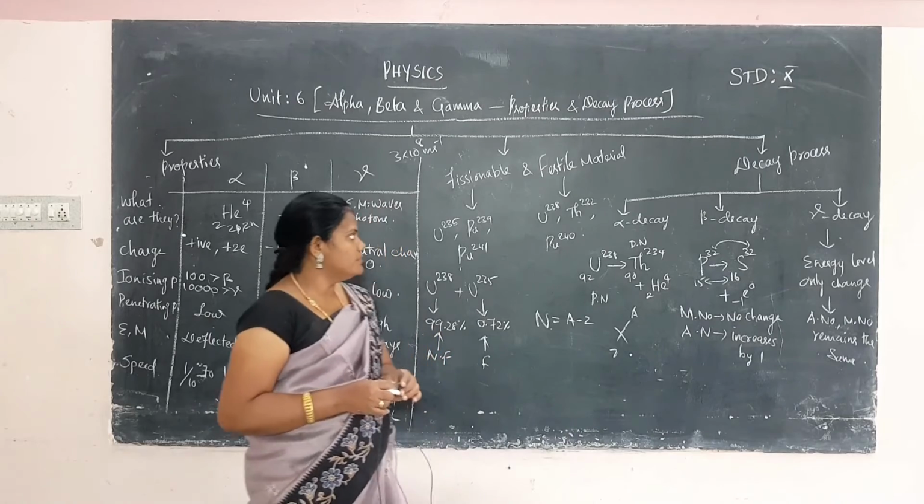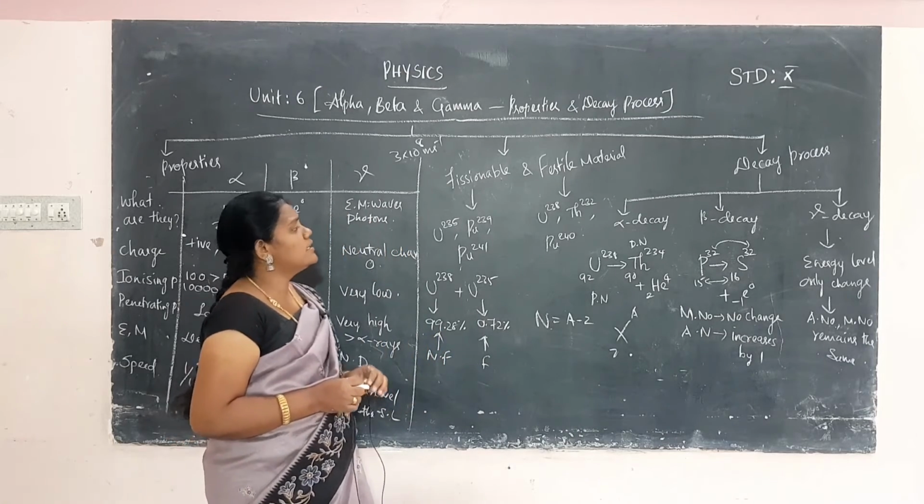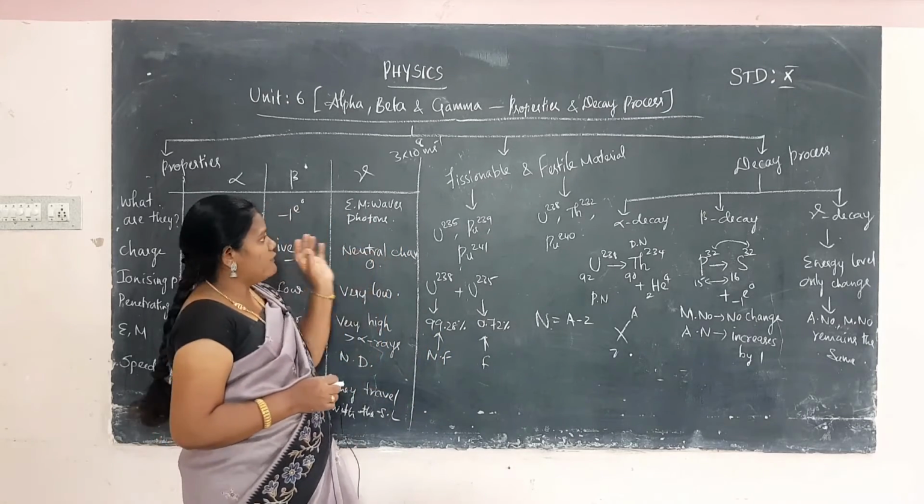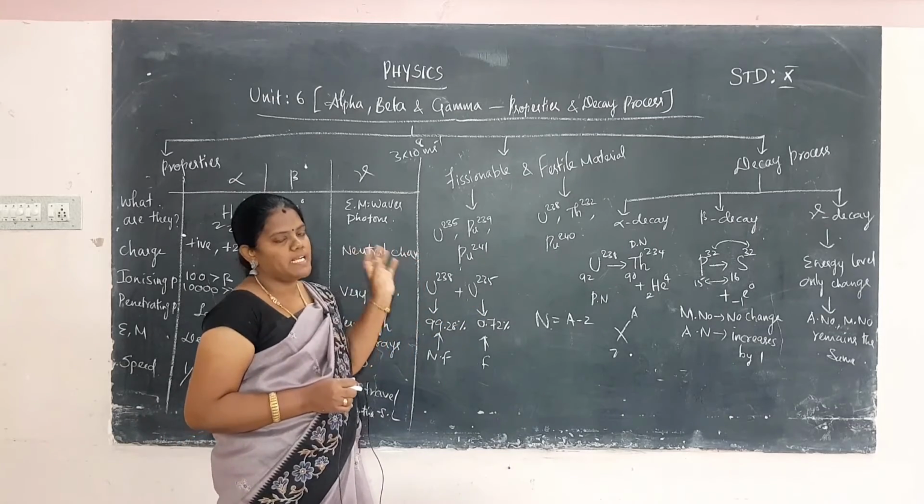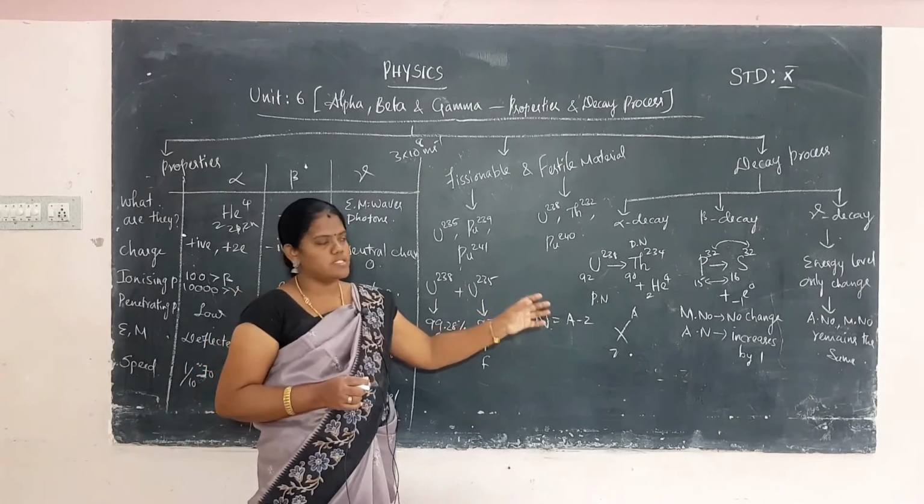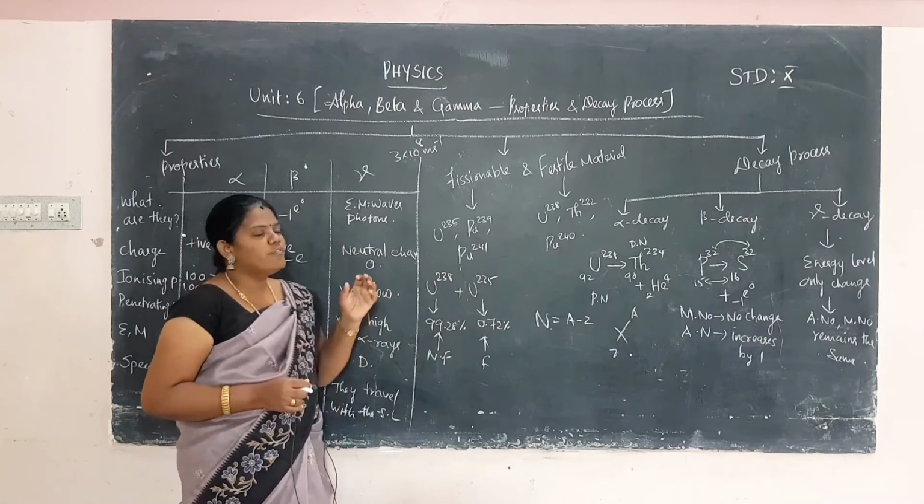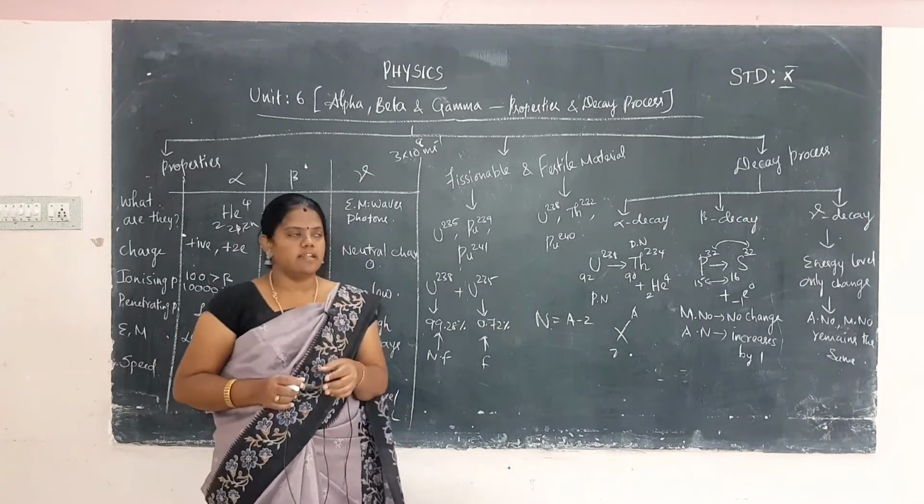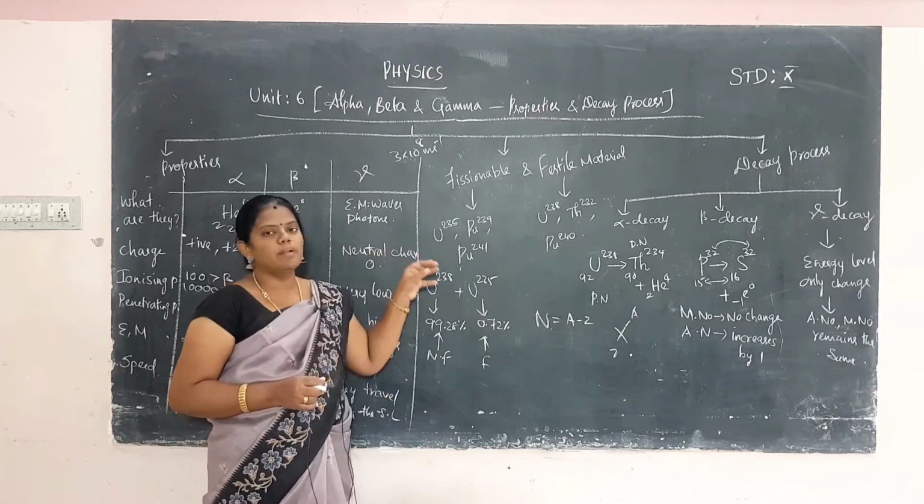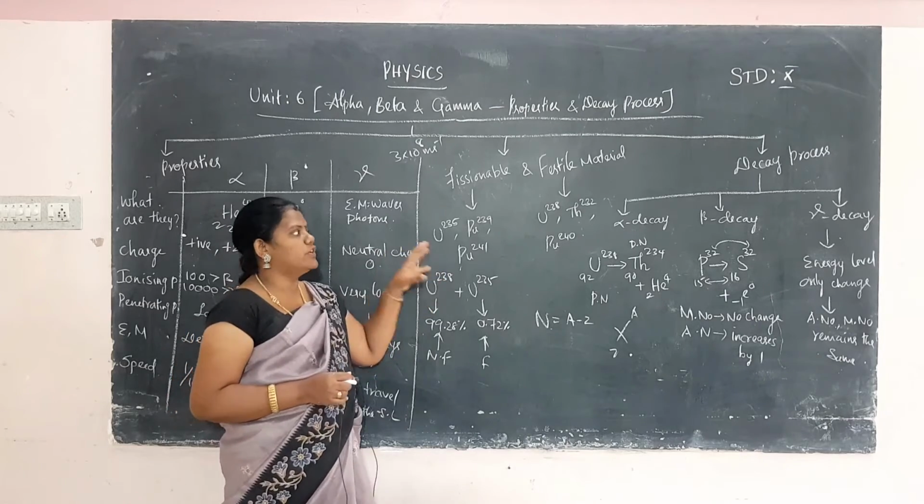Okay, clear? So this is the alpha decay process, alpha beta particle properties and then decay process. Now I will explain the fissionable and fissile material or fertile material. Fissionable material or fissile material and fertile material.